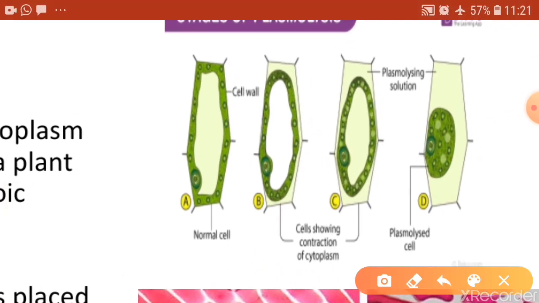First, this is a normal cell. Now when there is hypertonic medium, that is a medium with lesser water content outside when compared to inside, then the cell starts losing water. As it loses water in different stages, you can see in this particular stage the protoplasm has moved away, then more shrinking occurs in this stage, and finally the protoplasm will totally withdraw itself from the cell wall and shrink to one side, and in that case the cell is said to be plasmolyzed.